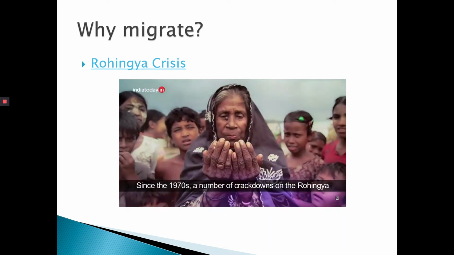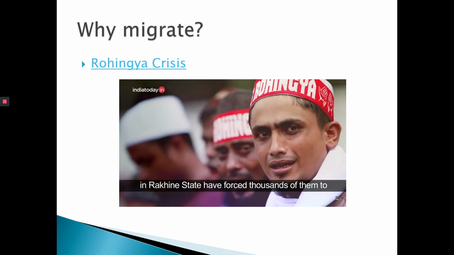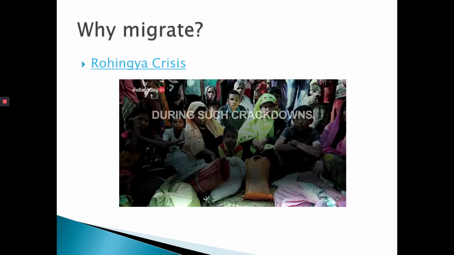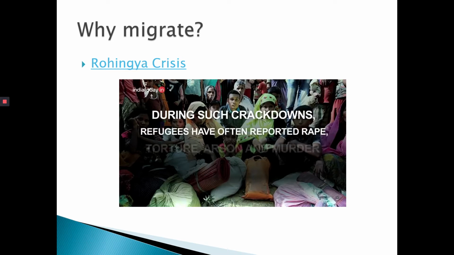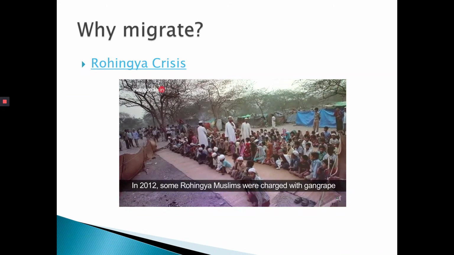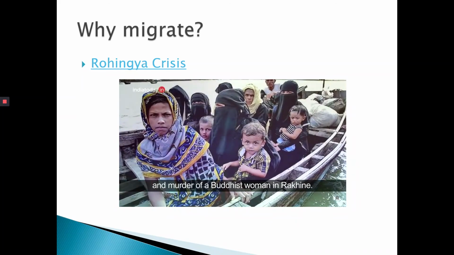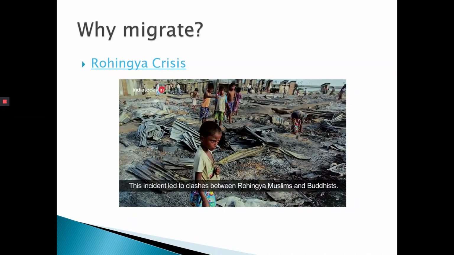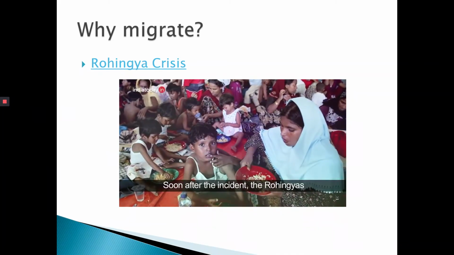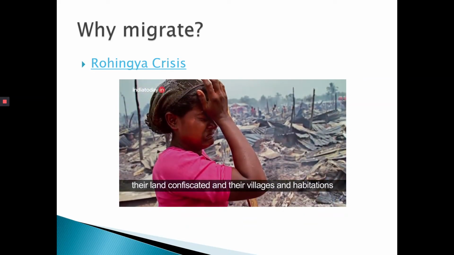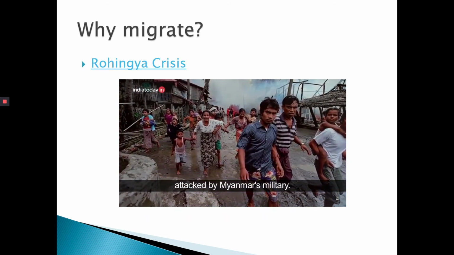Since the 1970s, a number of crackdowns on the Rohingya in Rakhine State have forced thousands of them to flee to neighboring countries. During such crackdowns, refugees have often reported rape, torture, arson, and murder by Myanmar security forces. Some Rohingya Muslims in 2012 were charged with gang rape and murder of a Buddhist woman in Rakhine. The incident led to clashes between Rohingya Muslims and Buddhists, soon after which the Rohingyas saw themselves being evicted from their homes, their land confiscated, and their villages and habitations attacked by Myanmar's military.